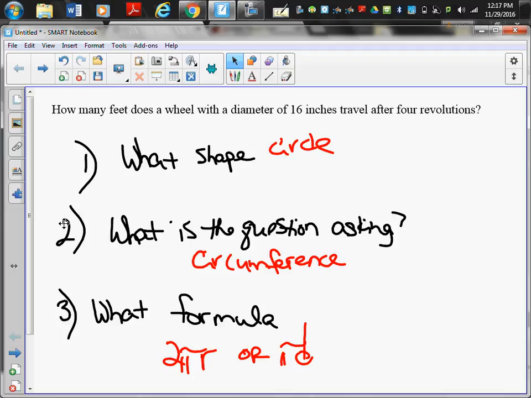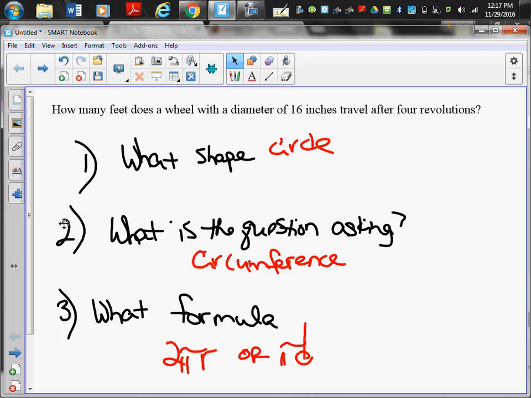Mr. Gibson, that's not finished yet. What's not finished? The formula. Yes, it is. Circumference? Well, not exactly. For the whole question. Oh, no, we're not to the whole question yet.